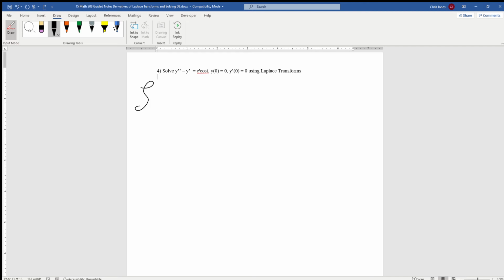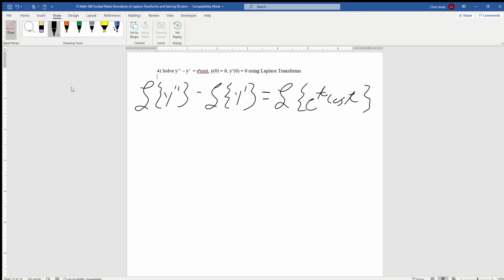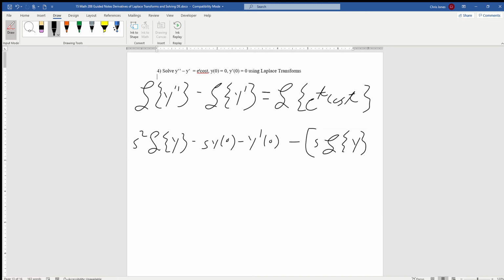So we have the Laplace of y double prime minus the Laplace of y prime, and that's going to be equal to the Laplace of e to the t cos t. We already know how to take the Laplace of the second derivative, so that's going to be s squared Laplace of y minus s y at 0 minus y prime at 0, minus the quantity s Laplace of y minus y at 0, and that's going to be equal to the Laplace of e to the t cos t.